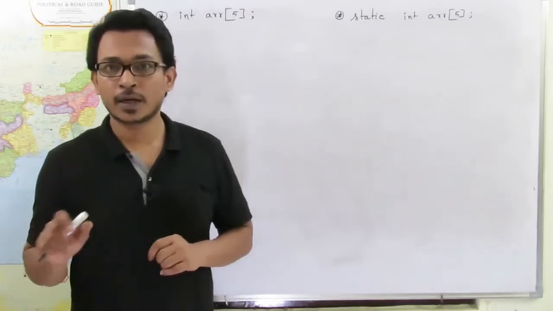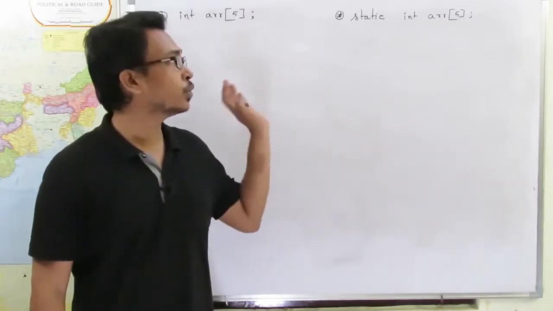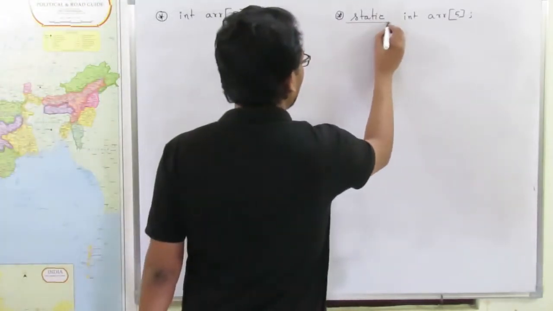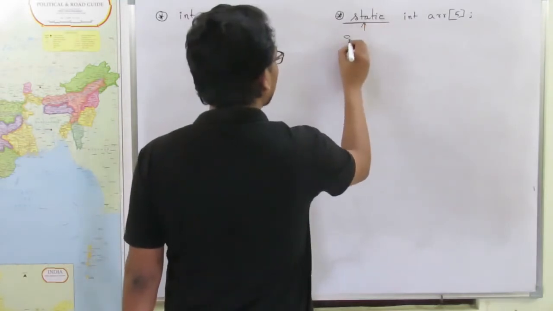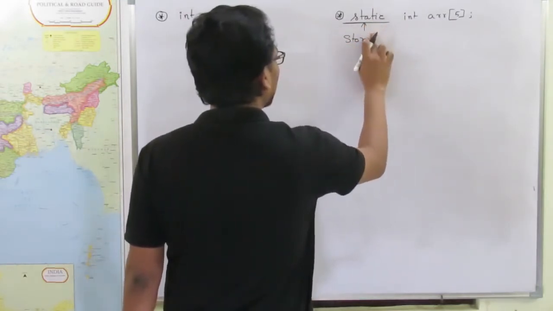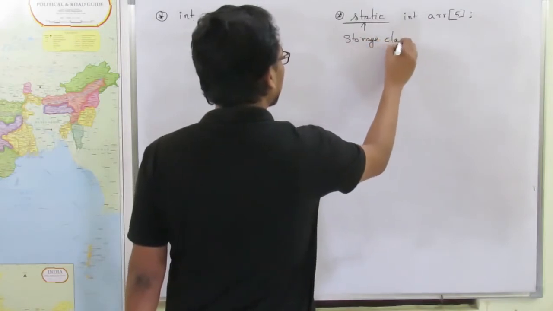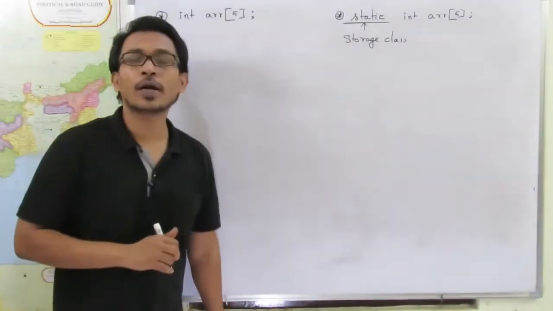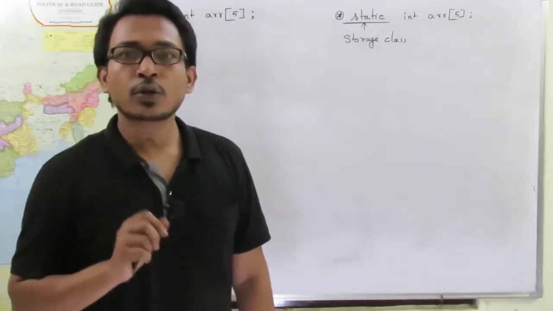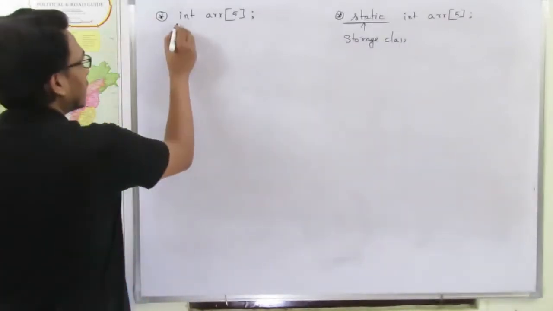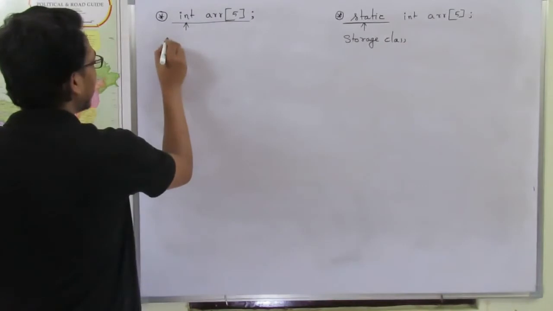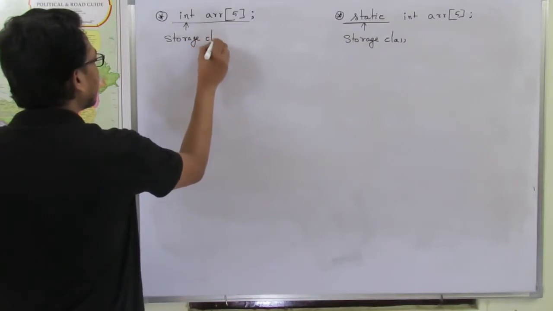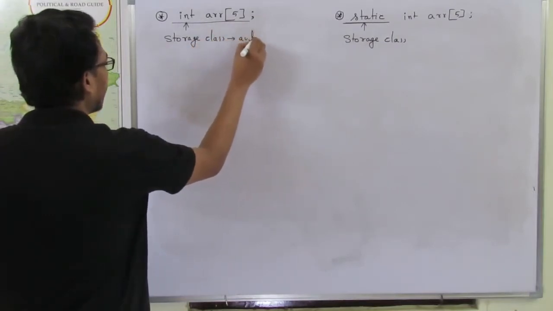Now coming to the next part, that is the most important part in these two declarations. Look, in this particular declaration we use storage class as static. But in this particular declaration we did not specify any storage class. So what will be the default storage class? The default storage class is auto. That means this declaration is in storage class auto.